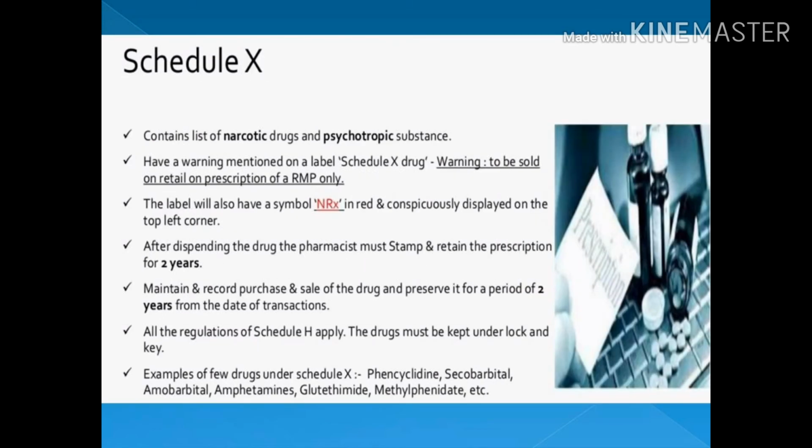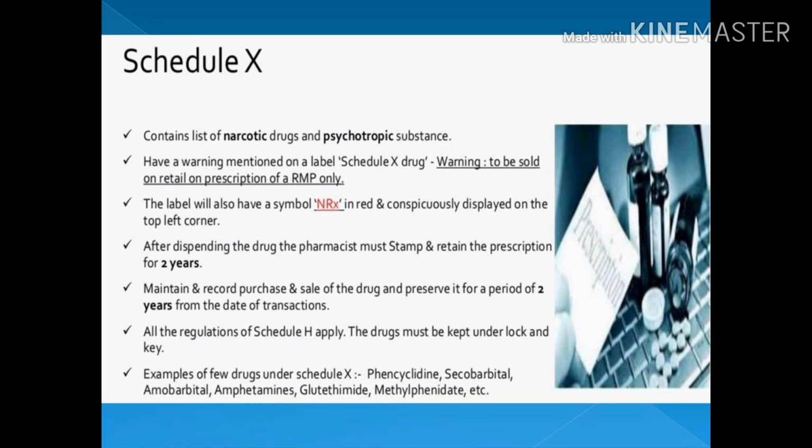Schedule X contains the list of narcotic drugs and psychotropic substances. Schedule X drugs have a warning mentioned on the label and are to be sold on retail on prescription of an RMP only. The label will also have the symbol NRx in red, conspicuously displayed on the top left corner. After dispensing the drug, the pharmacist must stamp and retain the prescription for 2 years, maintain a record of purchase and sale of the drug, and preserve it for a period of 2 years from the date of transaction.